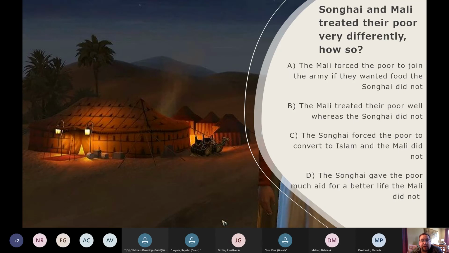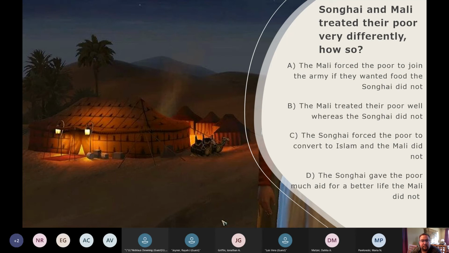Songhai and Mali treated their poor very differently. How so? The Mali forced the poor to join the army if they wanted food, and the Songhai did not. The Mali treated their poor well, whereas the Songhai did not. The Songhai forced the poor to convert to Islam, and in Mali they did not. The Songhai gave the poor much better aid, and Mali did not.